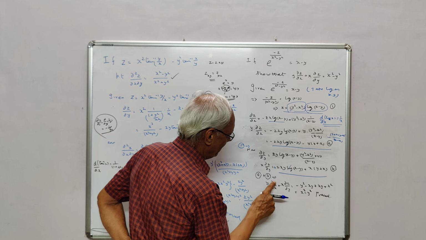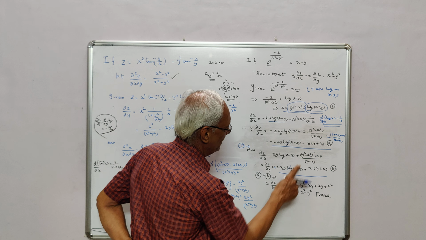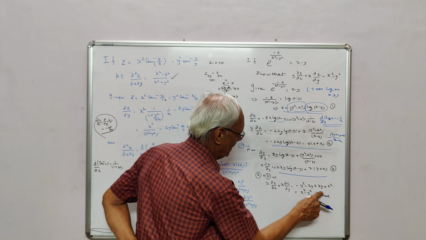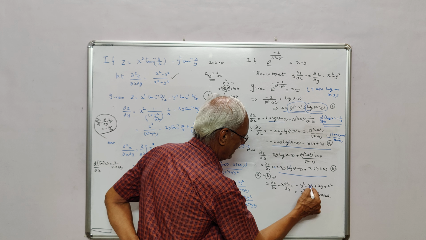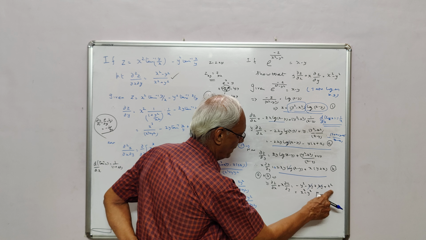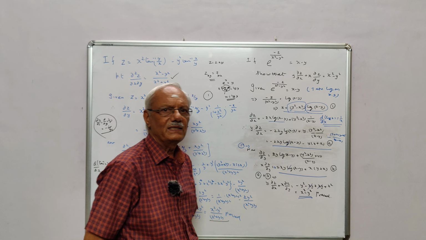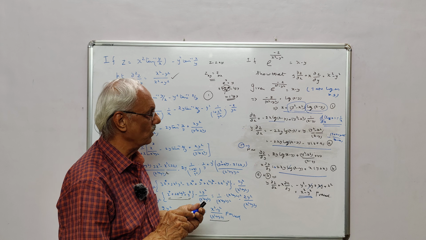Minus y square, see I have written here, minus y square, minus xy, plus xy, plus x square. So minus xy and plus xy will go off, giving you x square minus y square. So this is the result that we had to prove, and we have proved.